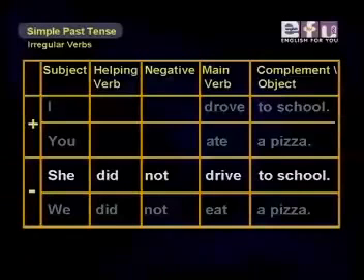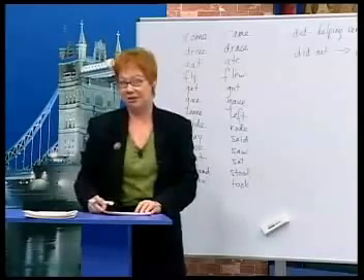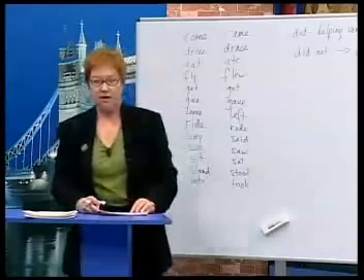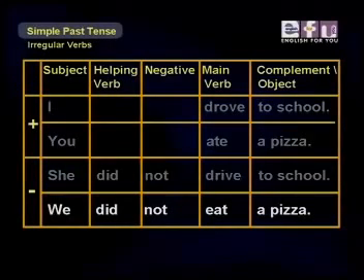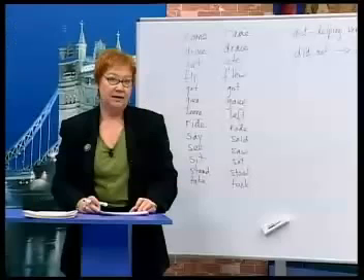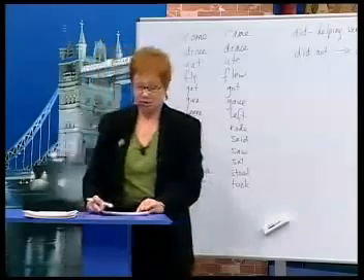She did not drive to school. And of course you could say she didn't drive to school. The other example is we did not eat a pizza. Subject, helping verb, negative, main verb, and object. Now we have two examples for questions. Past questions.